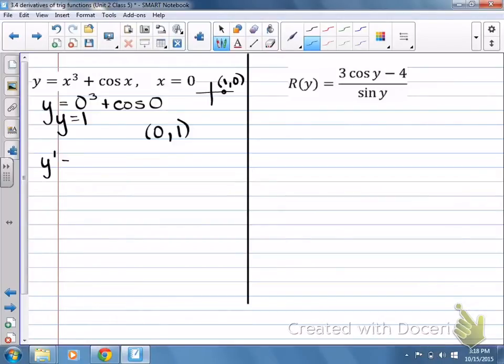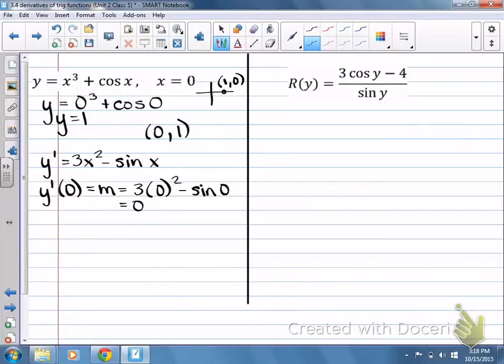So y prime, to get the derivative of x cubed, I'm going to use my power rule, 3x squared. And then the derivative of cosine is negative sine of x. So now I'm going to plug in my x coordinate of 0 to get the slope of the tangent line at that point. So I get 3 times 0 squared minus sine of 0. Remember, sine of 0 is 0, so that means my slope is 0.